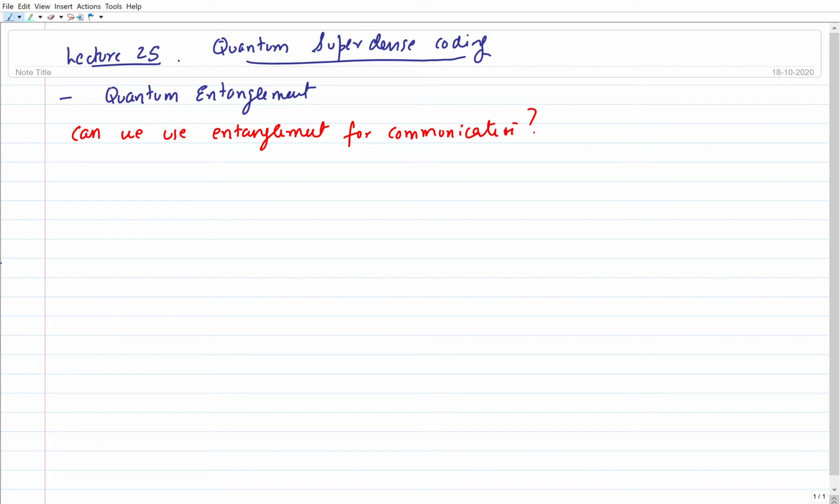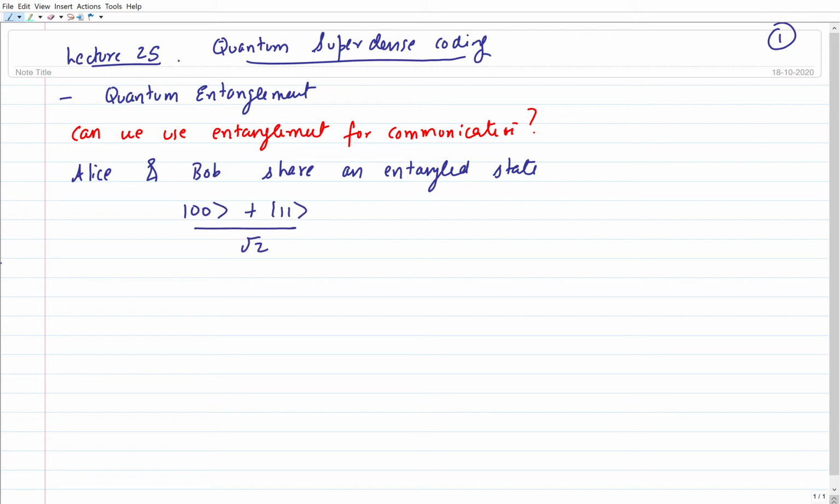And let's say Alice and Bob share an entangled state. Now the idea is, so this is Alice, this is Bob, and there's a state shared between the two of them. One qubit Alice has, the other qubit Bob has, and this is a joint state.